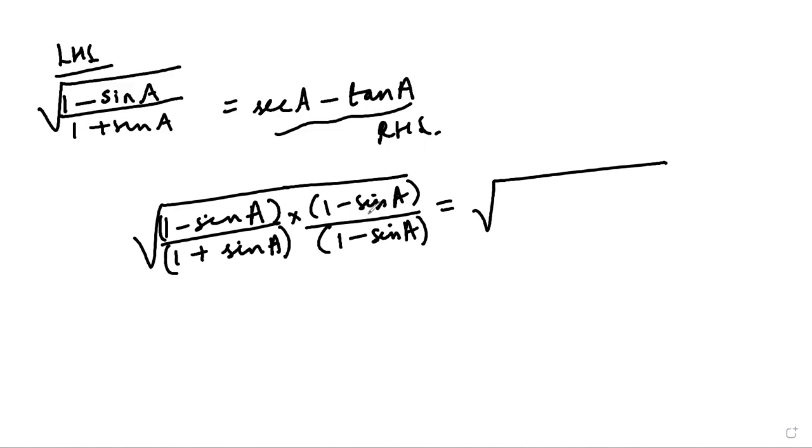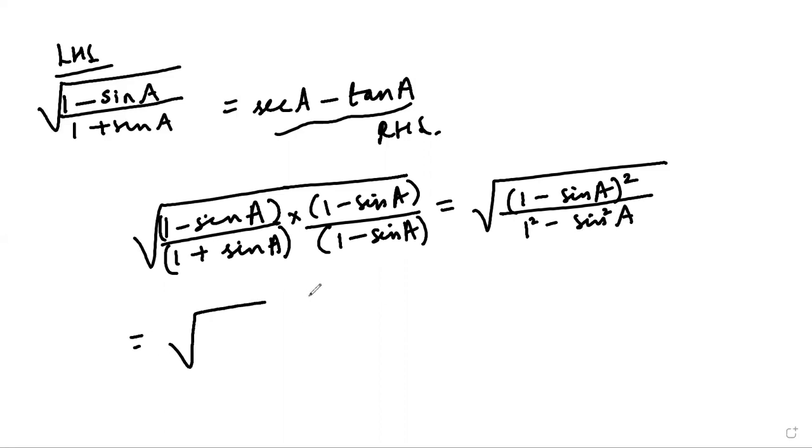Root of, now in the numerator, it is 1 minus sin A the whole square, divided by 1 plus sin A into 1 minus sin A. What is that? A plus B into A minus B form, isn't it? A is 1, B is sin A. A square minus B square, 1 square minus sin square A. And of course, we know that root of 1 minus sin A the whole square is the numerator. So what is the denominator here?